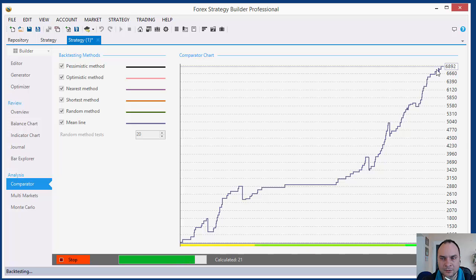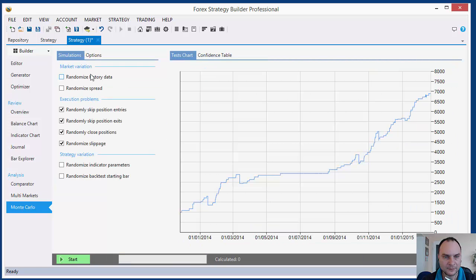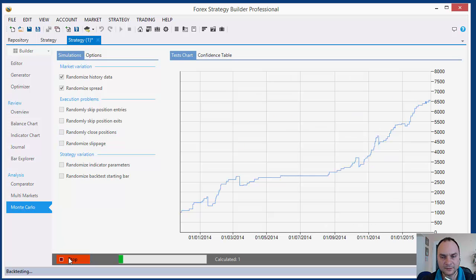I don't see any difference. Very small. So these 4 ambiguous bars are not a problem at all. No problem. Let's see Monte Carlo. What will happen here? First, I will try with randomizing the historical data and the spread. Excellent. Not a problem at all.